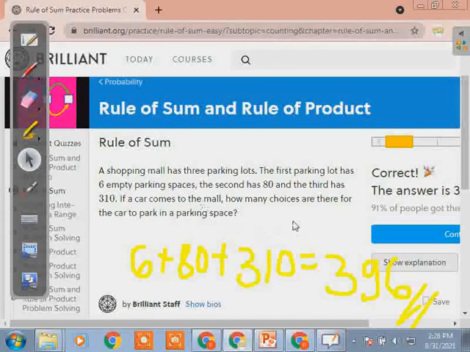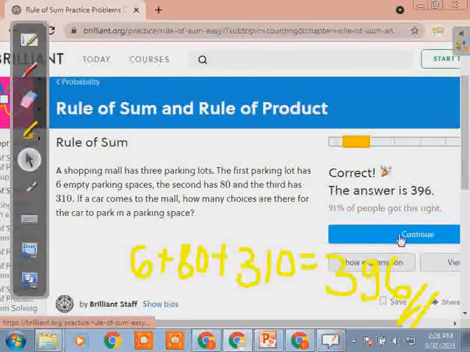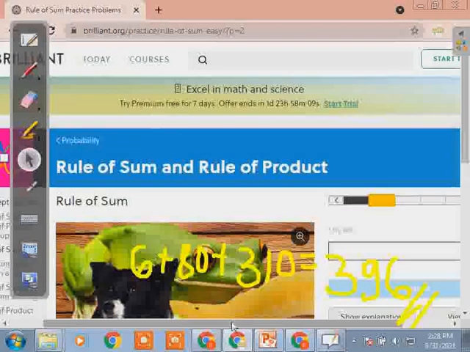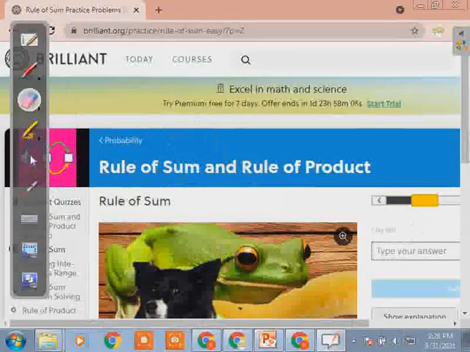And so we got the correct answer. The answer is 396. We are going to the next problem. Okay.